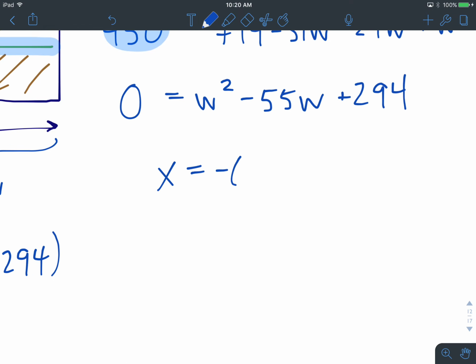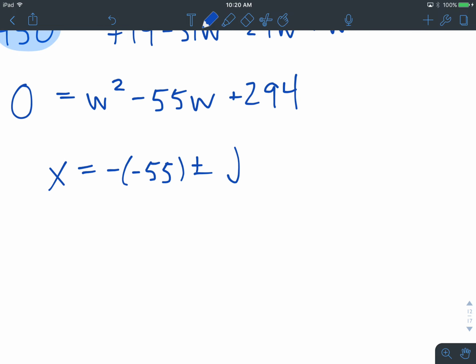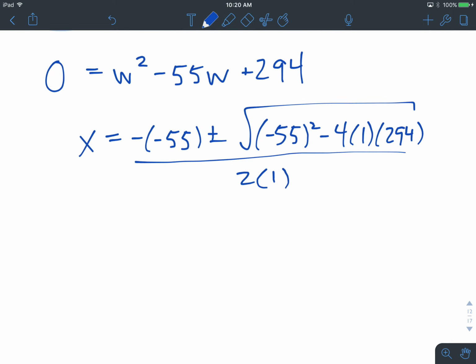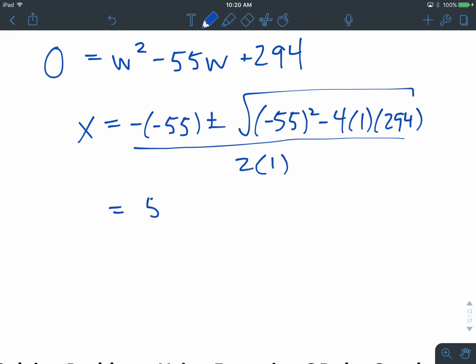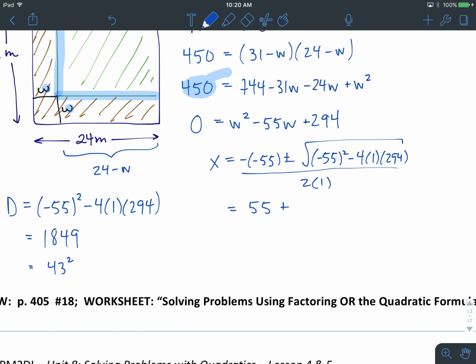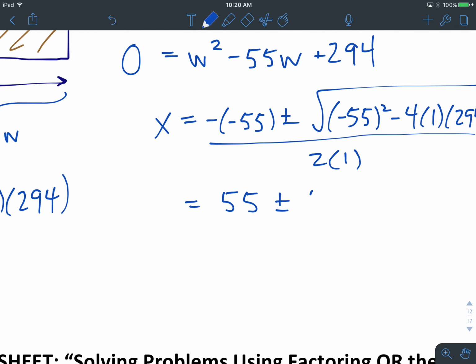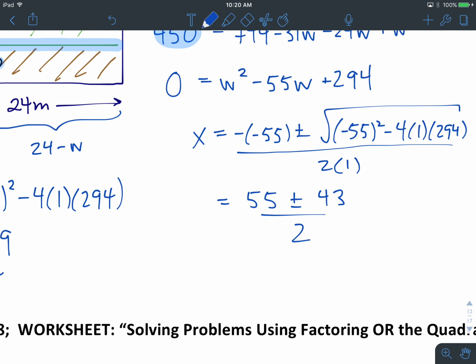So we have minus b plus or minus the square root of b squared minus 4 times a times c, all over 2a. Now what's nice about finding the discriminant is that we already know what happens under the radical sign. That's going to be the square root of 1849, which actually comes out to be 43, and that's going to be over 2. So we now have two possible solutions here.